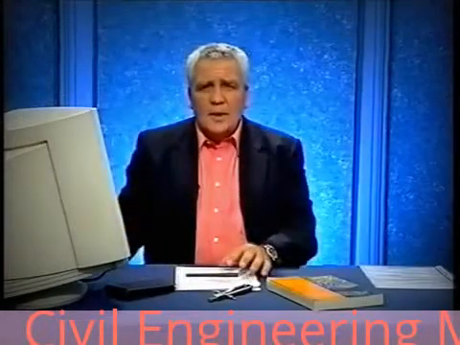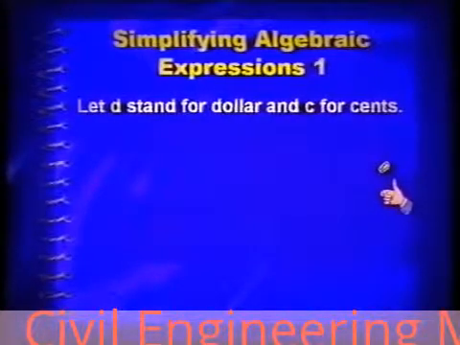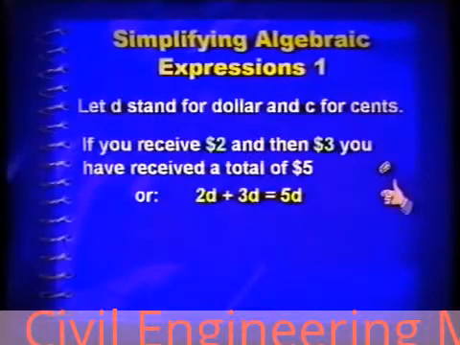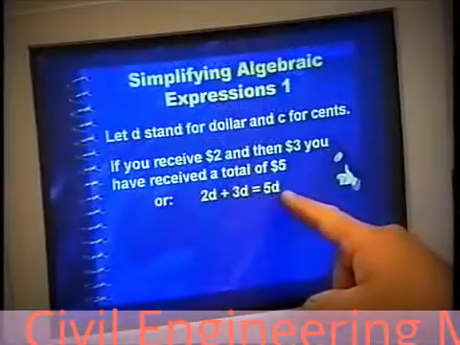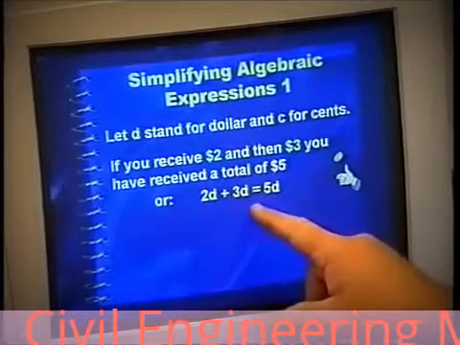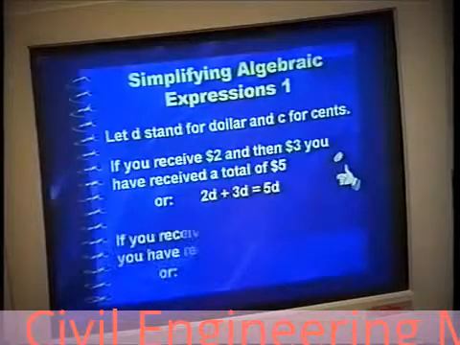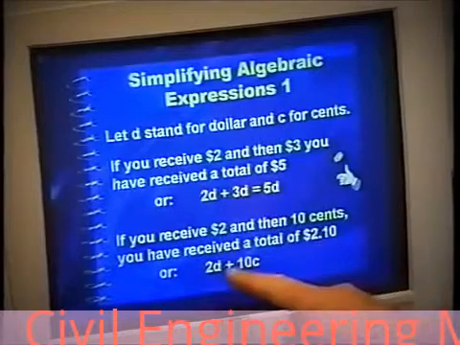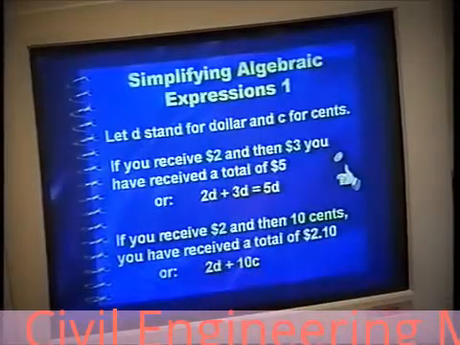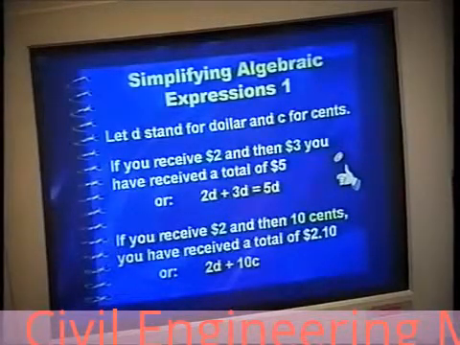I've got quite a nice example here of why that is. We've got, for instance, D standing for dollars and C for cents. If I receive $2 and then $3, in total I've received $5. So we can say 2D plus 3D equals 5D. See, we keep that same letter part, but we add those 2 and 3 up to get a 5. Now, if you receive $2 and then 10 cents, you can't do much with it. You have to write it as $2 plus 10 cents. You can't simplify that and make that 12DC or whatever. It is 2D plus 10C.